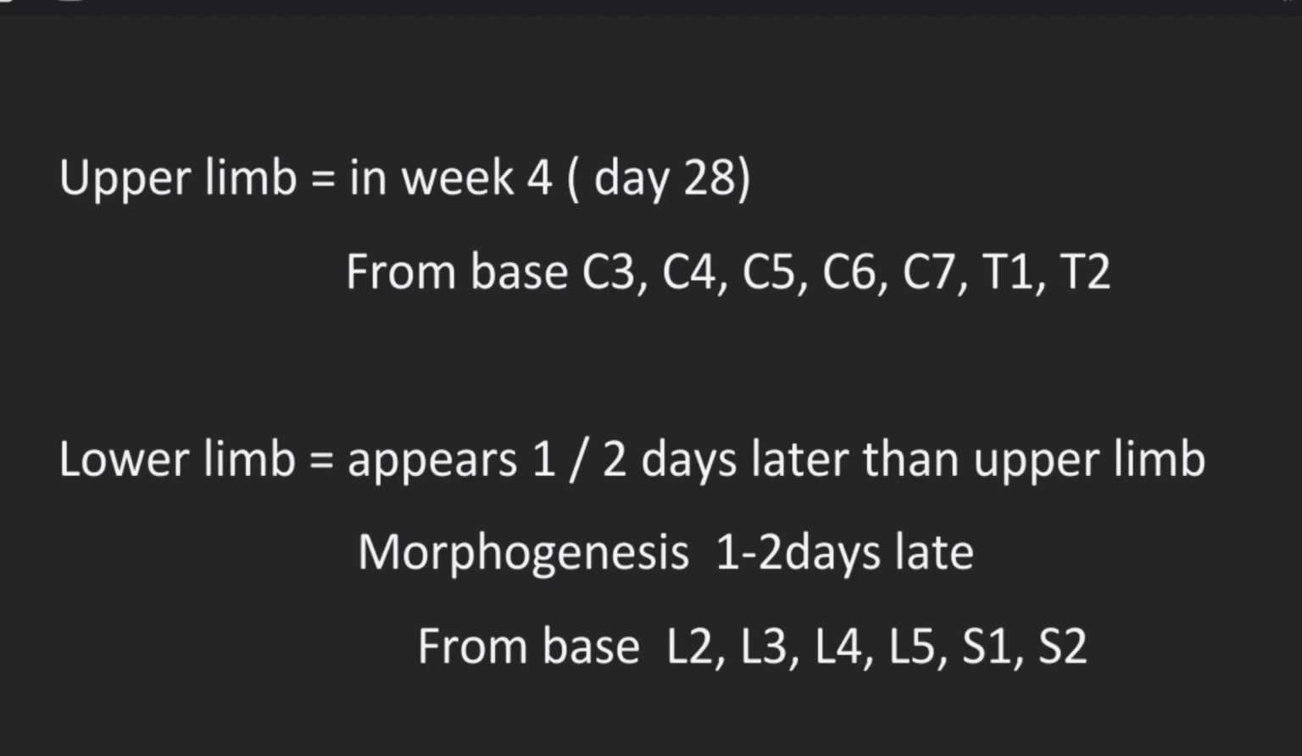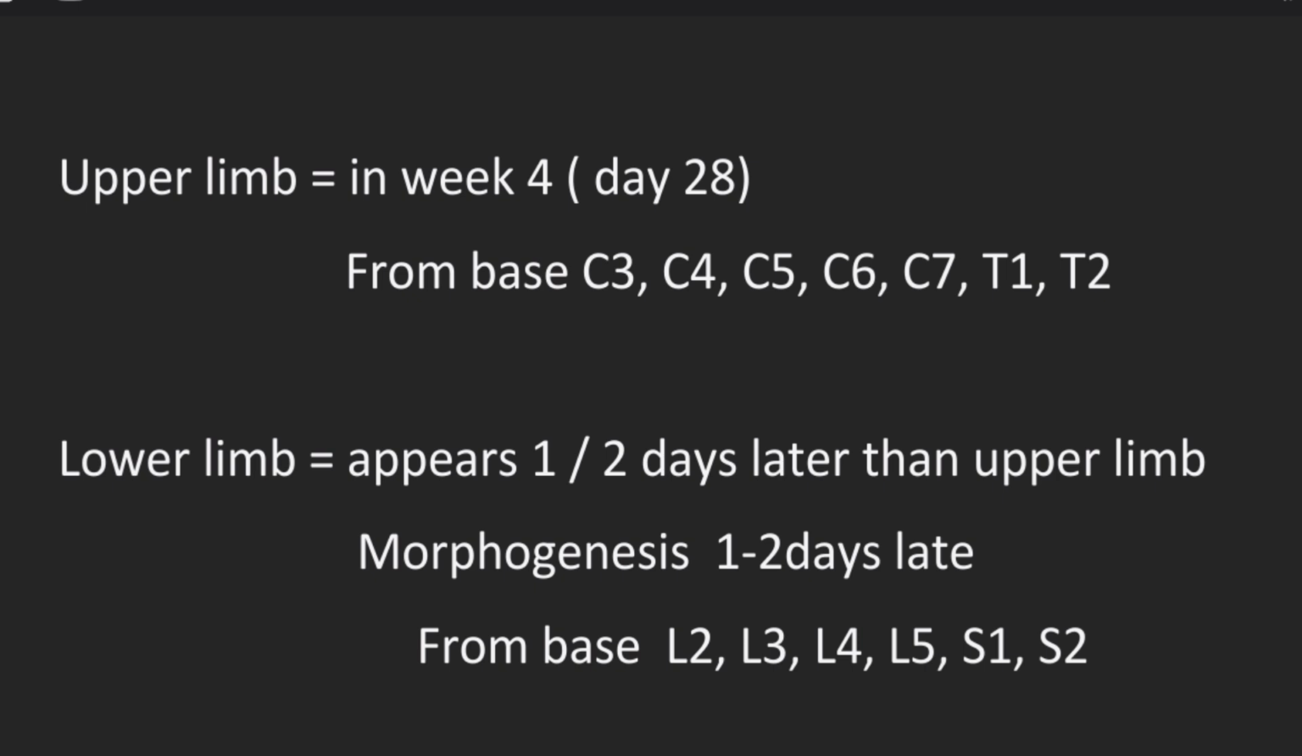So this chapter of Langman is about the development of limbs. But the first thing that you need to know is that this development starts in the 4th week, right? At approximately around the 28th day. And the development of upper limb is a little bit earlier, and the lower limb develops 1 to 2 days later than the upper limb.